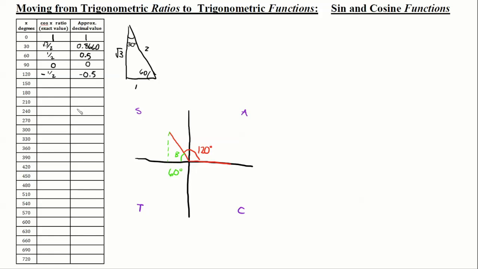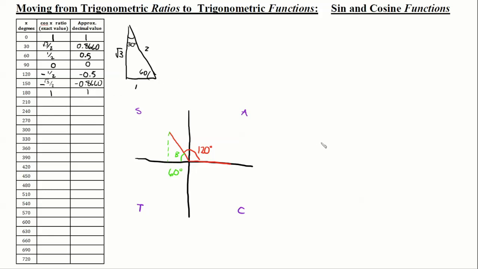Okay, we can continue to work through this with our other angles. Again, looking for that related acute angle. So 150 is going to be an angle of 30 degrees, or root 3 over 2. Again, it's going to be negative in quadrant 2, so it's going to be negative 0.8660. 180 is going to give me a cosine value of 1, because that's going to be a related acute angle of 0 degrees.